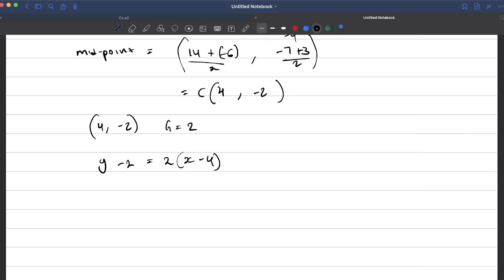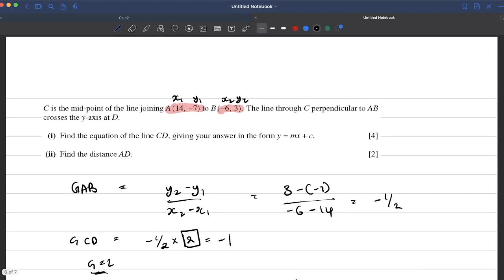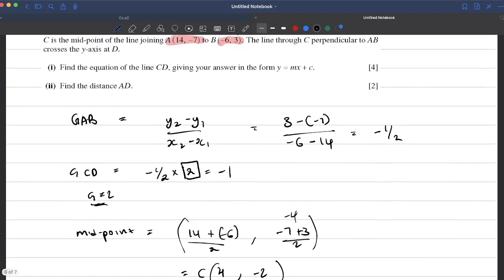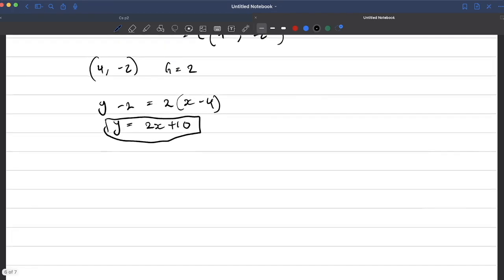So therefore that gives me y equals 2x plus 10. So this is my equation of the line y equals mx plus c. And this is the equation, right? So that is for line CD. Now it's telling me to find the distance AD. Okay, let's try to find that.